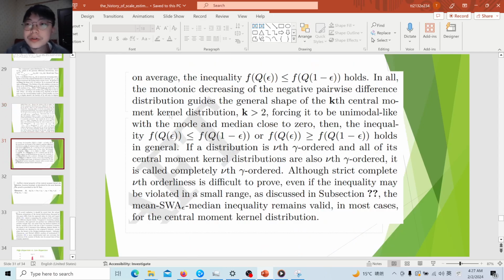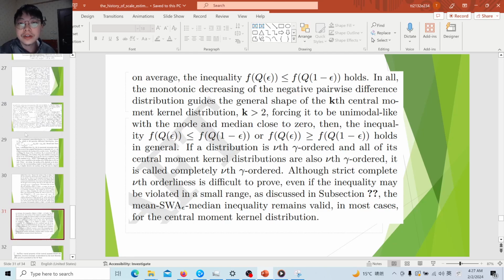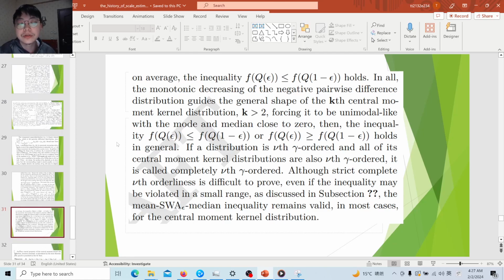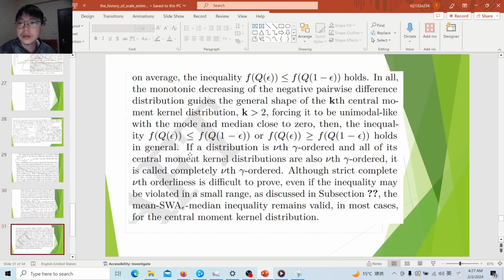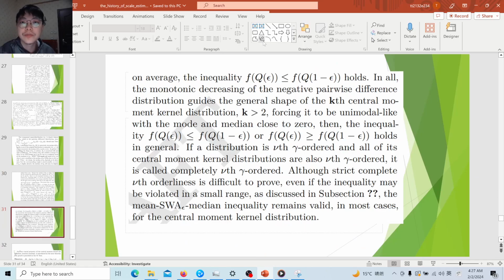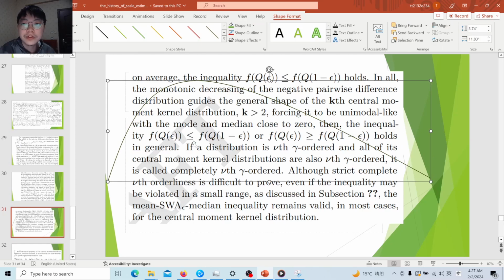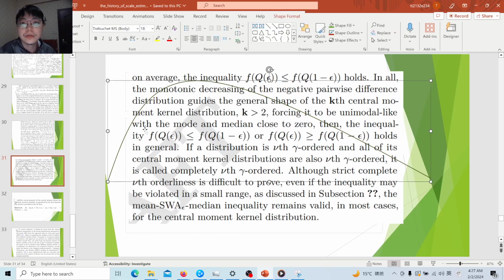Yes, but generally, on average, the monotonic decrease of the negative pairwise difference distribution guides the shape of this central moment distribution. Therefore, although it has a very complex structure, it must be unimodal-like, with the mode and median close to 0. As we previously said, a unimodal distribution has a very nice structure: in most cases it should be ordered, and even if it is not ordered, the inequality should be valid in most cases.